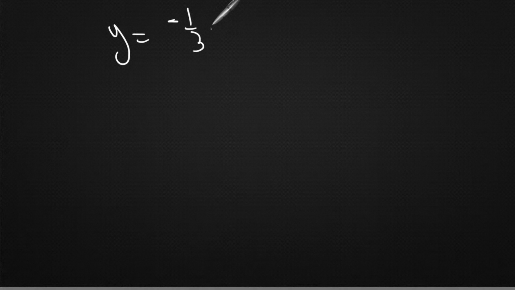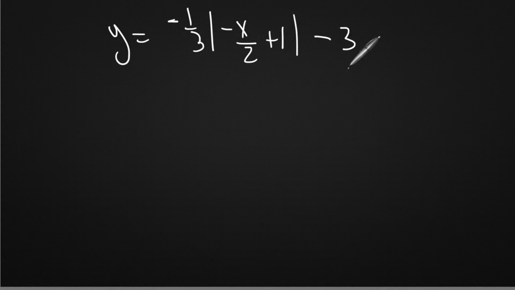Let's do one last example here. And let's say I give you y equals the absolute value. Now let's just say negative 1/3, the absolute value of negative x over 2 plus 1 minus 3. Okay, so we got a lot of transformations. I see 1, 2, 3, 4, 5, 6 transformations.